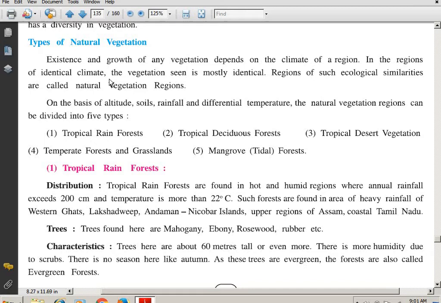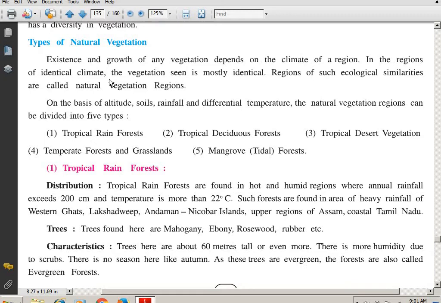Make a bracket. So you are asked the question for 1 mark, write, or what do you understand by the natural vegetation regions? What will you write? The regions where there is identical climate, the vegetation seen is mostly identical. Such regions where the ecological similarities are seen are called the natural vegetation regions.